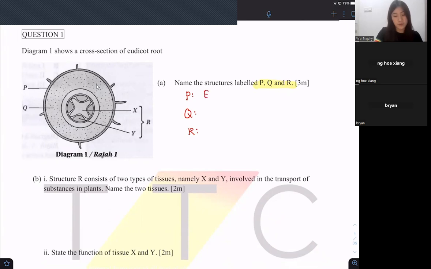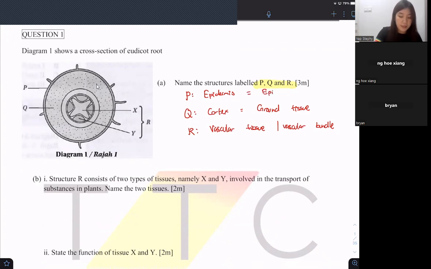Yes, very good. P is the epidermis. And for the Q, you can write the cortex. And for the R, you can write the vascular bundle. Or if you want to write vascular tissue, also can. But if the question asks you to write out the tissue, then actually the cortex is the ground tissue. This one I believe you all know, because the cortex can support the plant, right? And the epidermis, we name it as epidermal tissue. So sometimes in this chapter, they will ask you to name the type of tissue, then you can only write the tissue name.